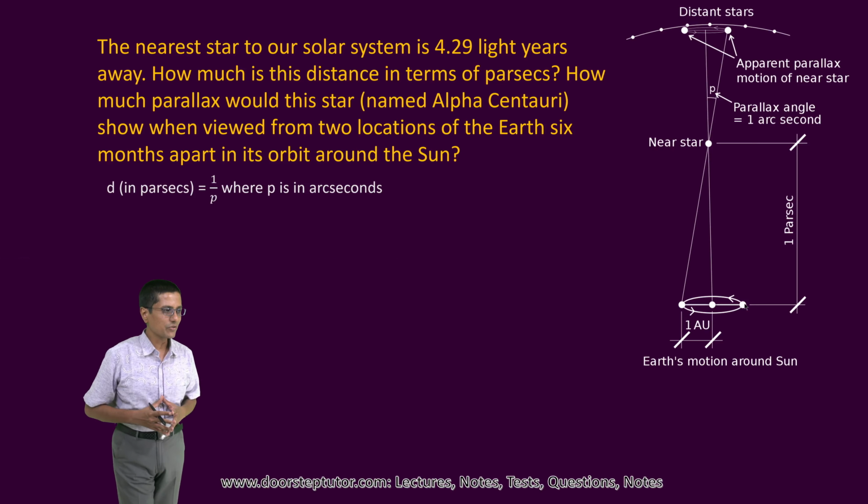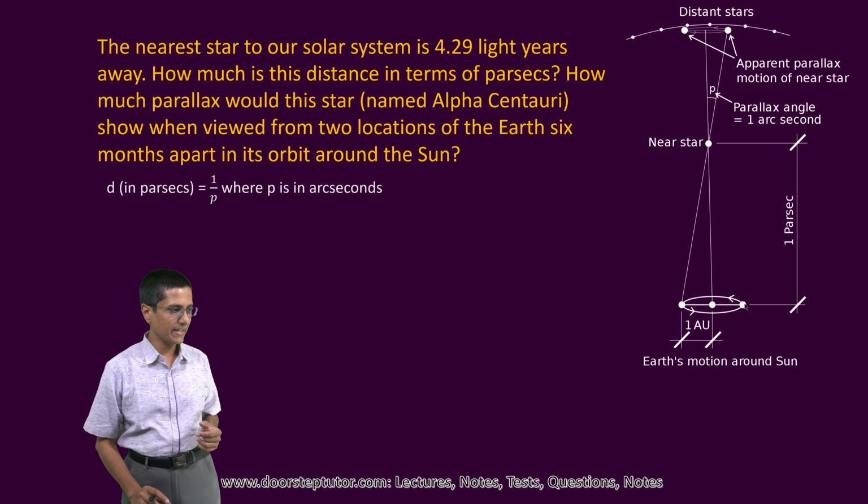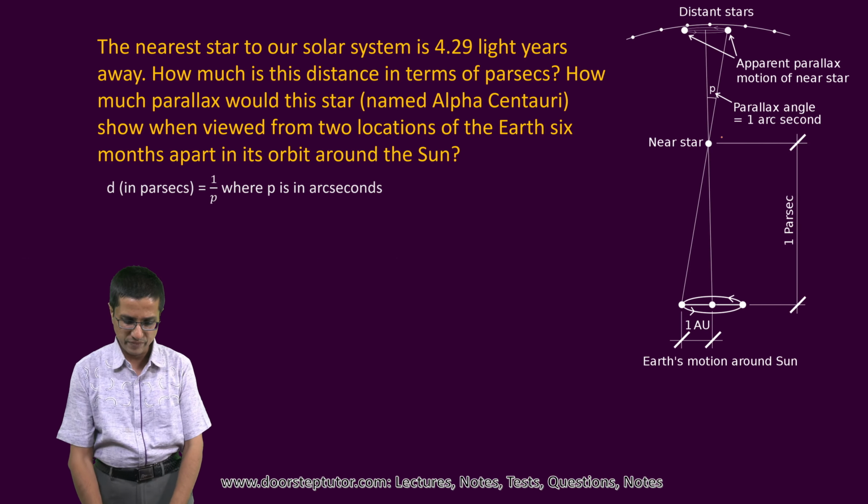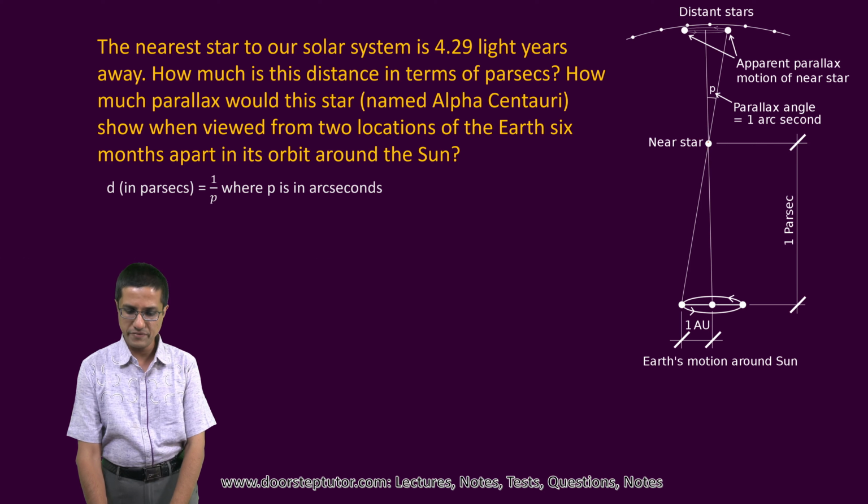See, now that we have understood what a parsec really is, we'll solve a problem based on that concept. So this is the star diagram that we have been seeing so far. This is the star, and this is our Earth. Earth is circling around the sun.